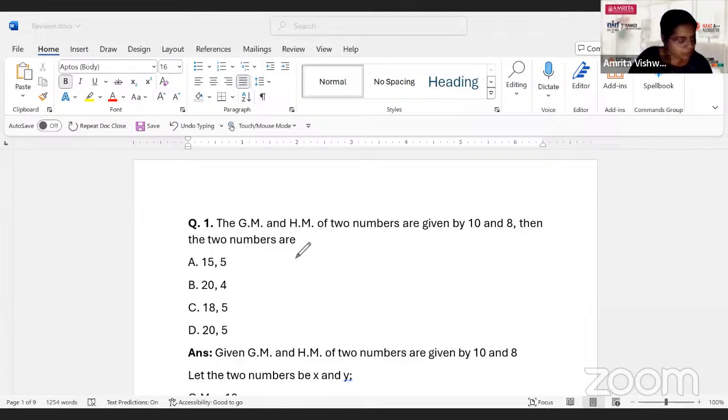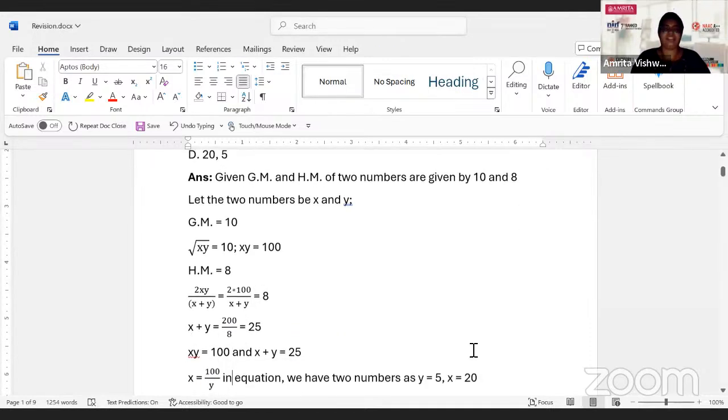I hope I'm audible. Can anybody confirm whether I'm audible or not? There is someone who is saying I'm not audible. Is everything fine? Oh, completely fine. We'll start doing this question.